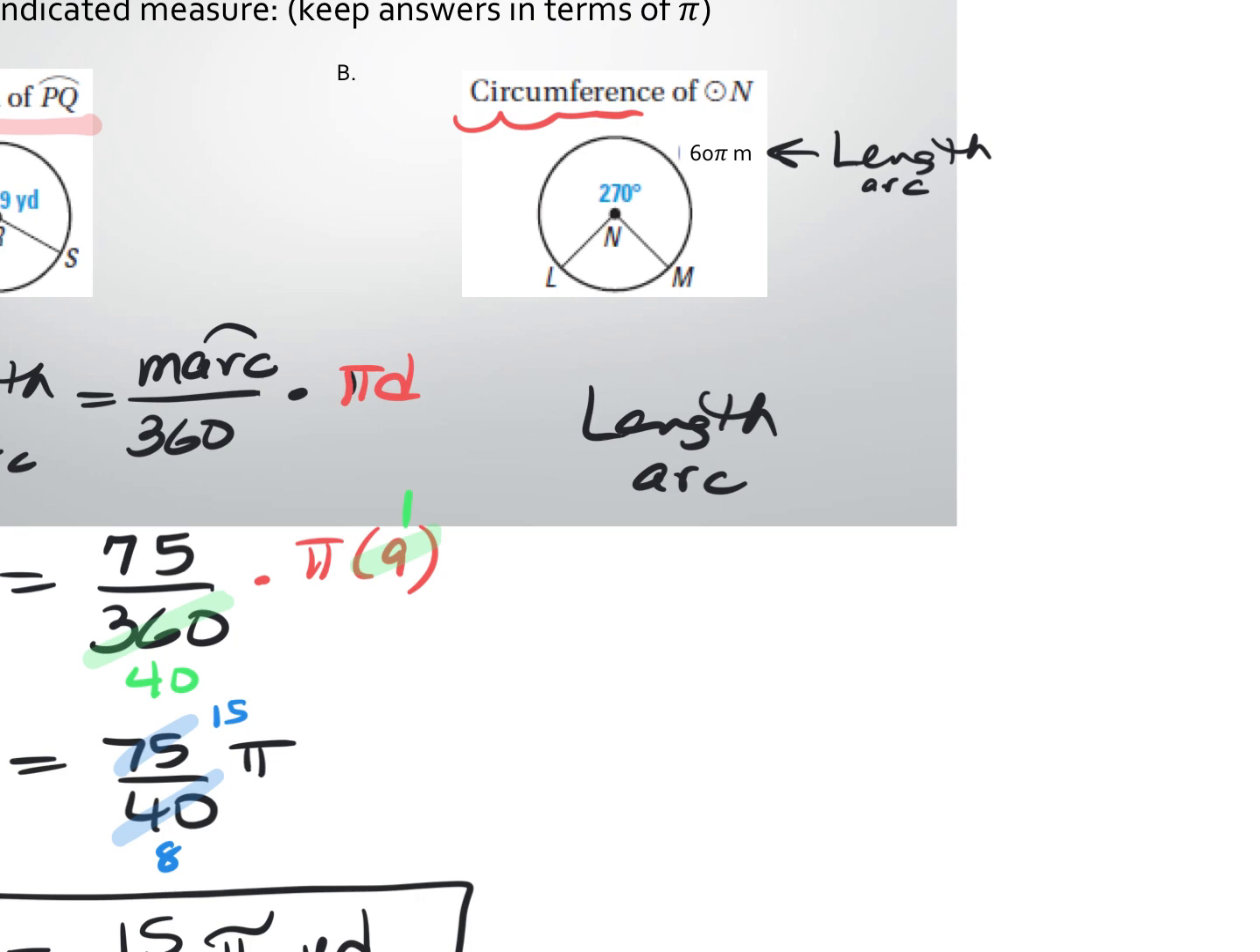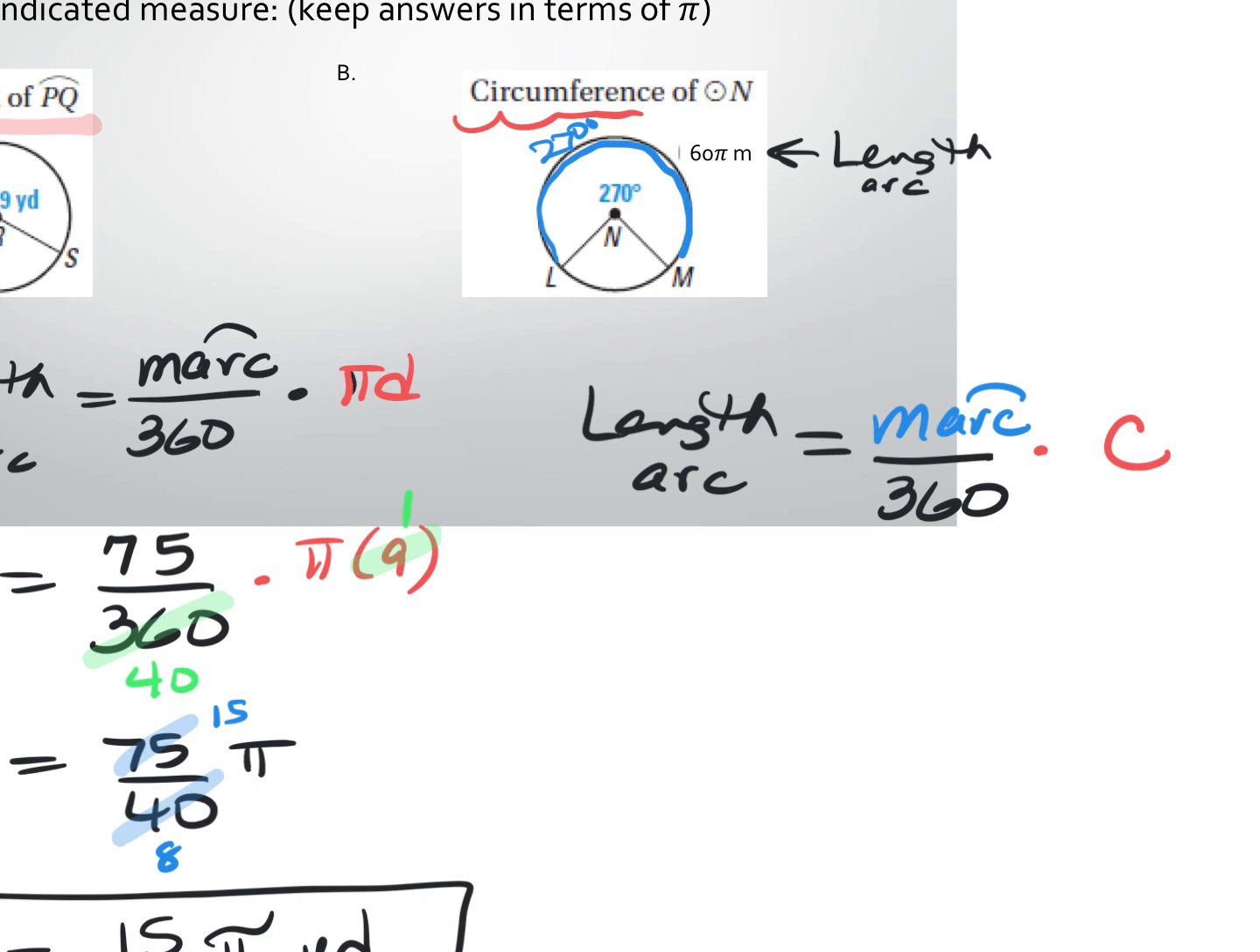This is going to be the measure of the arc, because my central angle is 270. So the measure of my arc is 270, so it equals 270 over 360, and then I'm just going to put times C. Actually, let me put this back as measure of the arc and then I'll fill it in. And now let me fill in all the numbers.